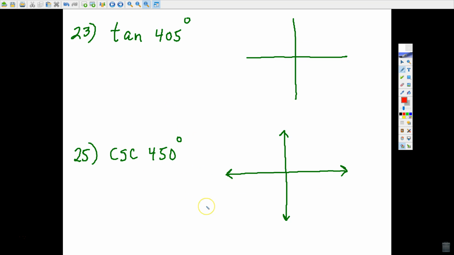Okay, let's try another one. What about tangent 405 degrees? Well, again, 405 degrees is coterminal with 45 degrees. And so let's use what we know about tangent 45 degrees, and that will be our answer. What is that?